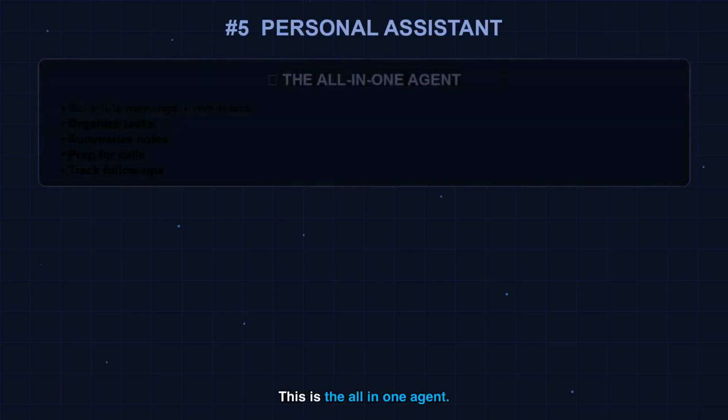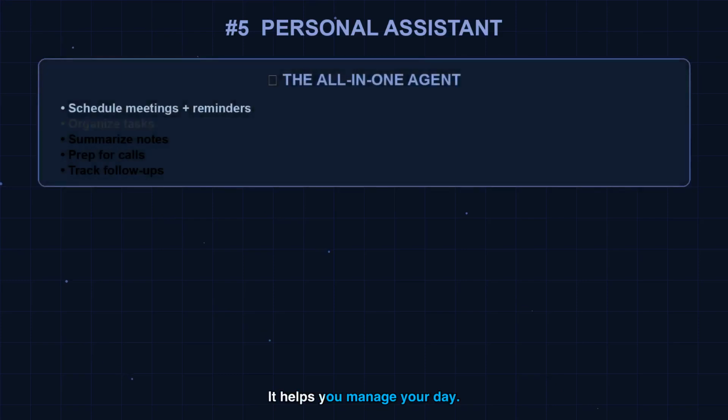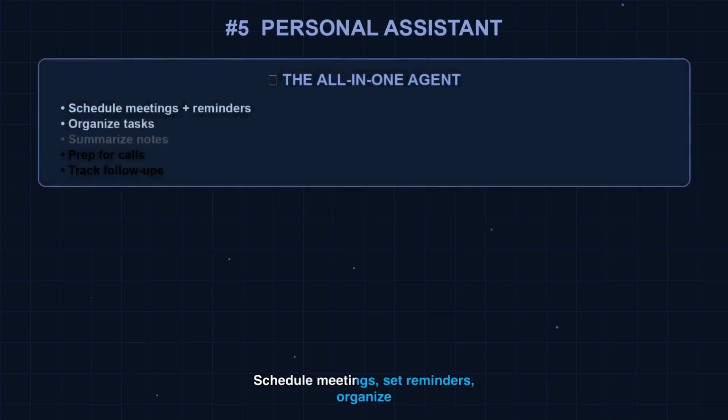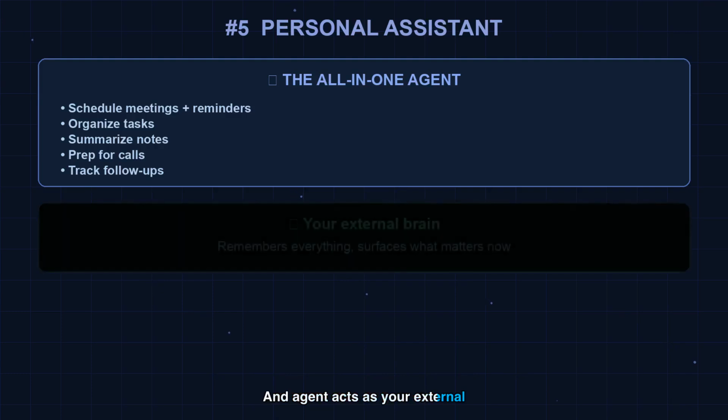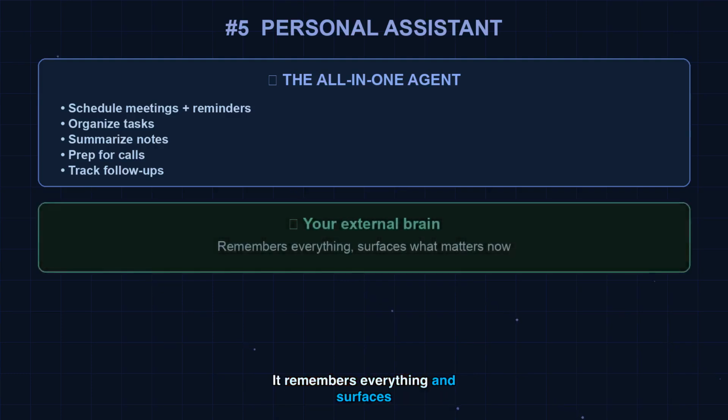Use case number 5, the personal assistant agent. This is the all-in-one agent. It helps you manage your day, schedule meetings, set reminders, organize tasks, summarize your notes, prep for calls, and keep track of what you need to do next. Why this matters: your brain is not designed to hold 40 tasks, 12 meetings, and 6 follow-ups at the same time. An agent acts as your external brain. It remembers everything and surfaces what matters right now.